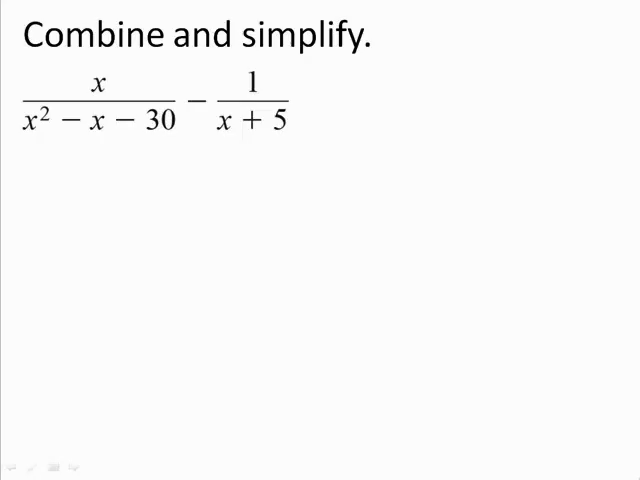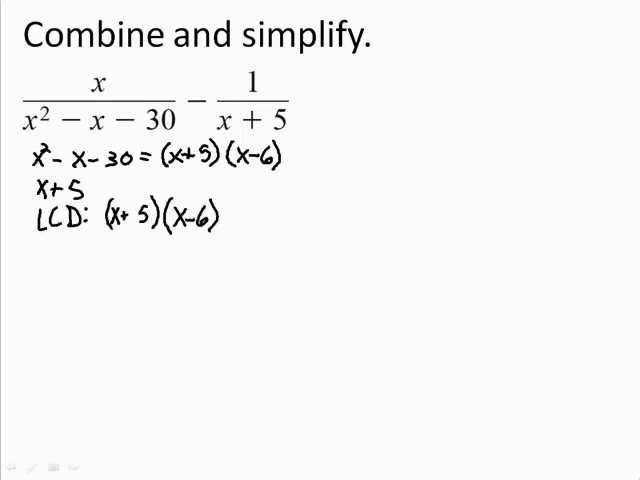Combine and simplify: x divided by the quantity x squared minus x minus 30, minus 1 divided by x plus 5. Find the least common denominator. The least common denominator is the least common multiple of the two denominators. The two denominators are x squared minus x minus 30 and x plus 5. X squared minus x minus 30 can be factored into the quantity x plus 5 times the quantity x minus 6. The least common denominator has to contain each of these factors. The least common denominator is the quantity x plus 5 times the quantity x minus 6.